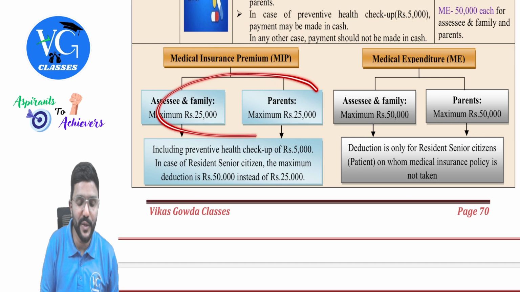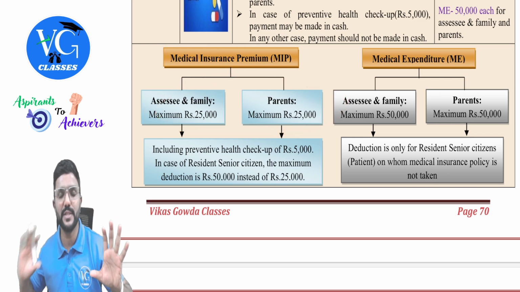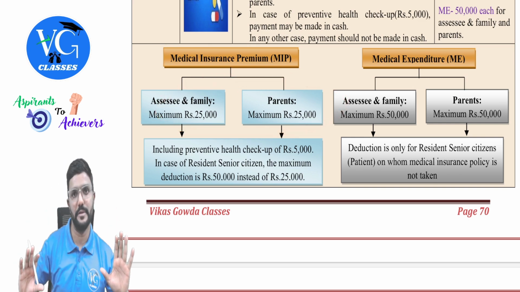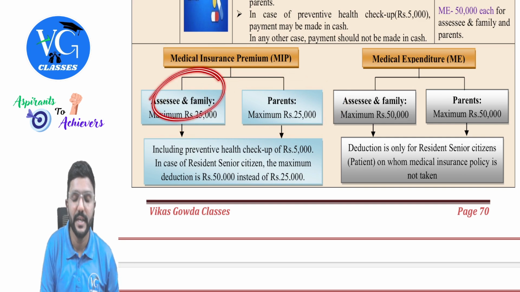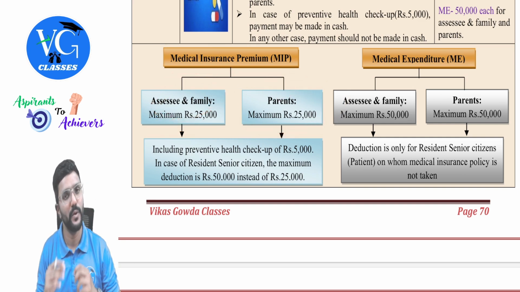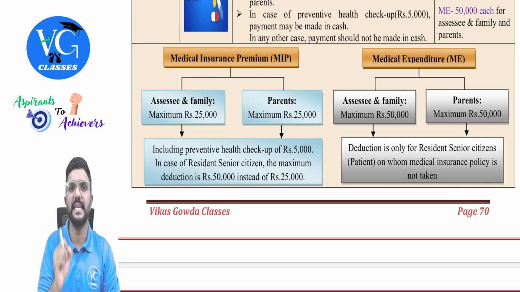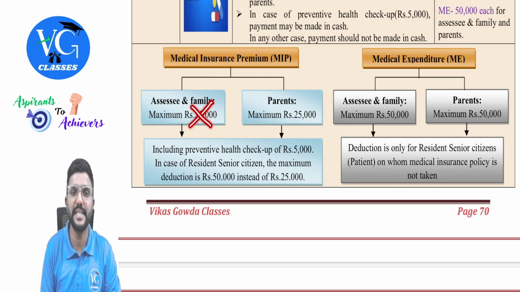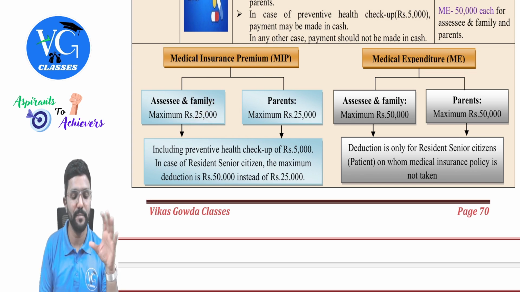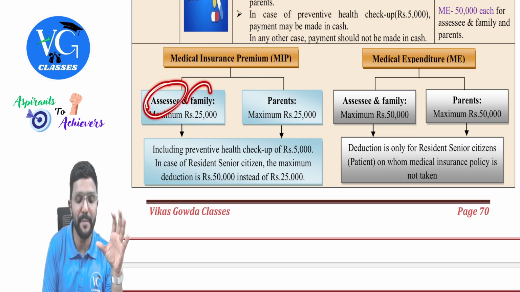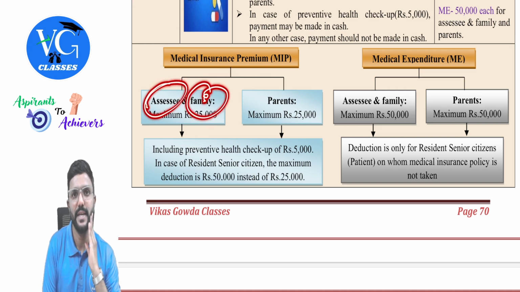Sir, is it both put together 25 or is it 25 plus 25? 25 plus 25. For each category, it is 25, 25 each, guys. But if any person in the category is a senior citizen, the limit is extended to 50,000. For example, assume assessee is a senior, but family members are less than 60.